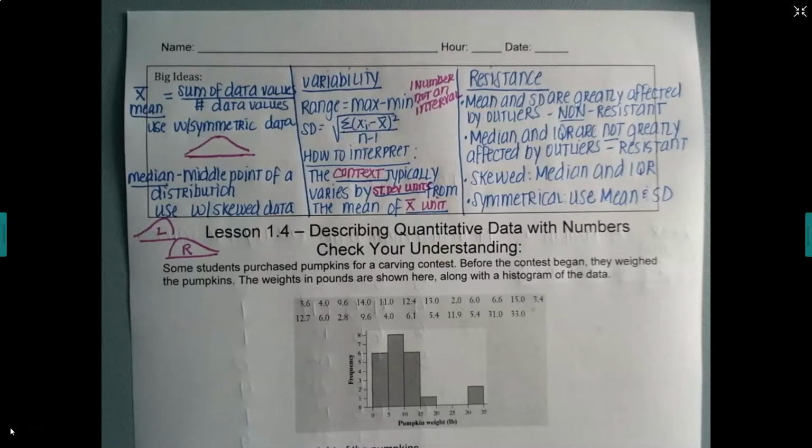We haven't talked about IQR yet, but we will. I just wanted to plant that there for now. If your data is skewed and you want to talk about the center and the variability, you should use median and IQR. If the data is symmetrical and you want to talk about the center and the variability, you need to use mean and standard deviation. Your next step is to finish the check your understanding and turn it in.